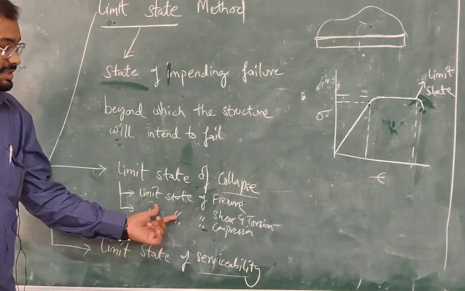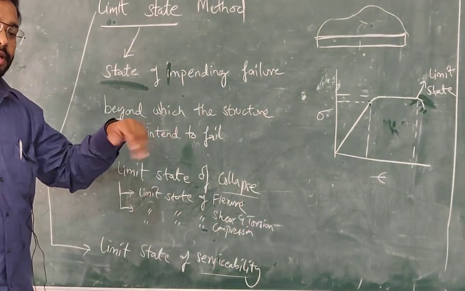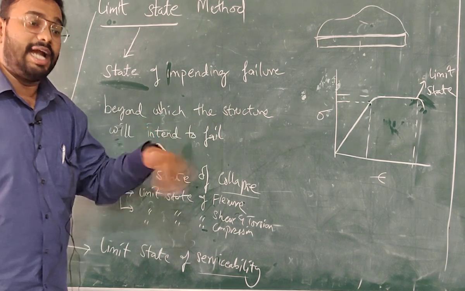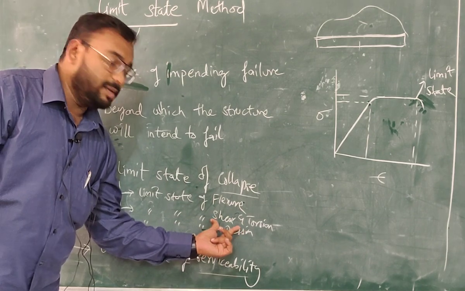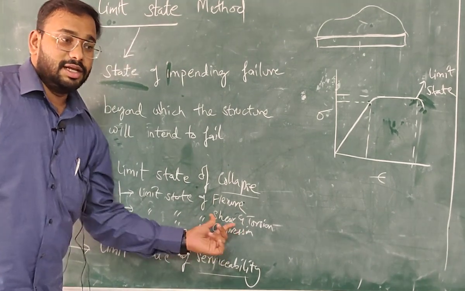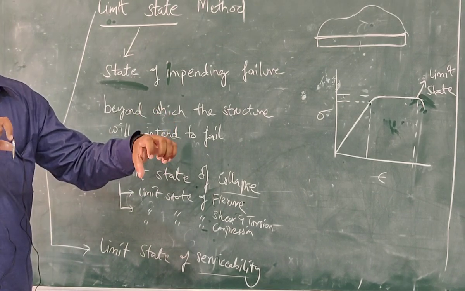Next is limit state of shear and torsion. On application of load, the beam will be subjected to shear forces and bending moment. So bending moment will be designed in flexure, and shear forces will be designed in limit state of shear. Now, there will be some action of twisting also on the beam. Sometimes the beam will twist.